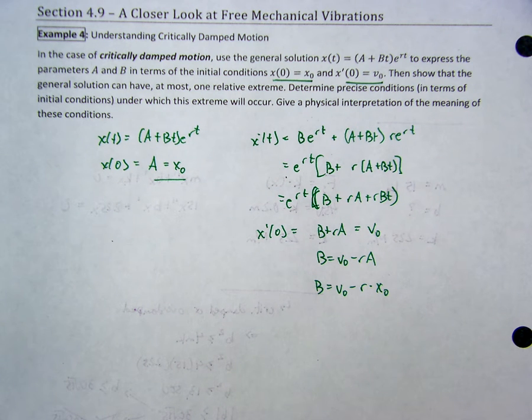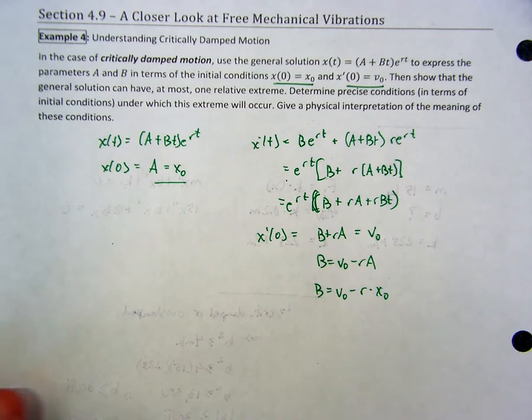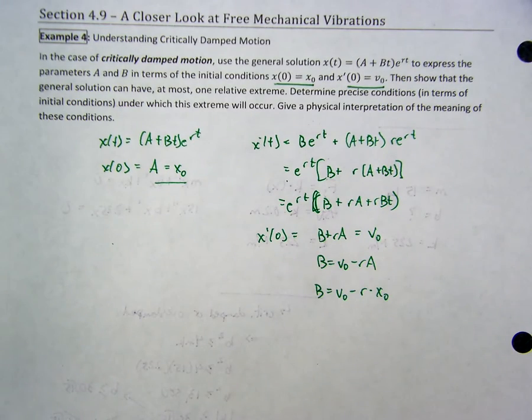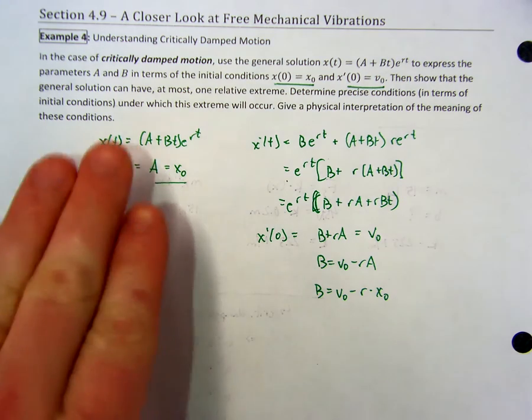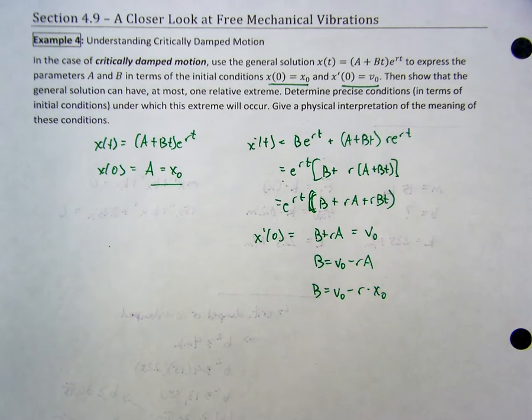So let's look at the relative extreme. Now we know from Calc 1, relative extremes occur at critical points, which are going to be at places where the derivative is 0 or undefined. So let's look at our derivative. This derivative is a smooth function. It's never undefined. This function has no cusps or vertical tangent lines, but it can be equal to 0.